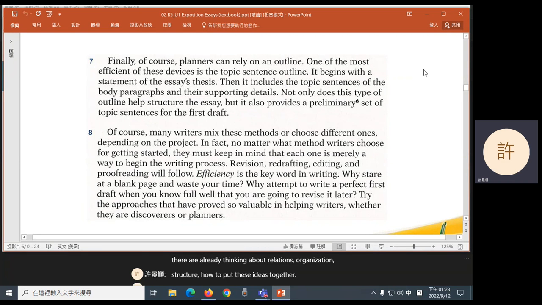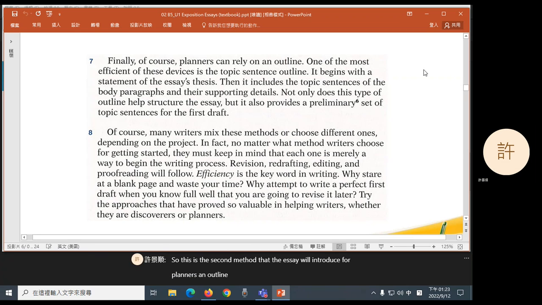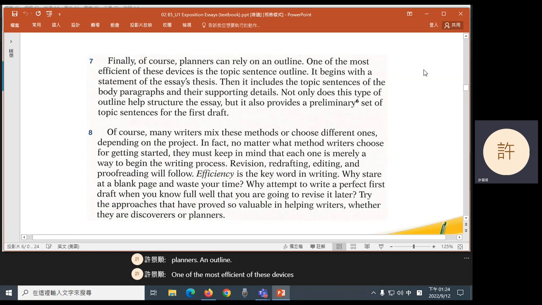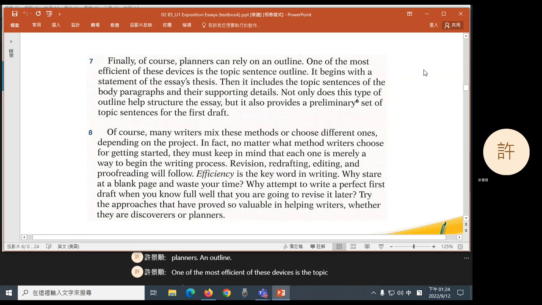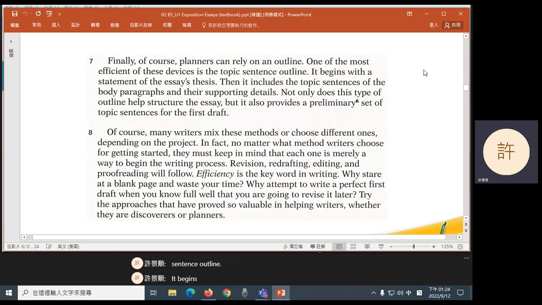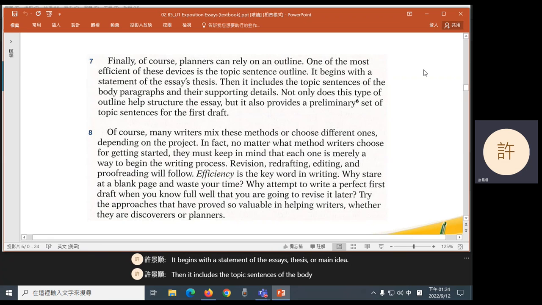Finally, of course, planners can rely on an outline. So this is the second method that the essay will introduce for planners, an outline. One of the most efficient of these devices is the topic sentence outline. It begins with a statement of the essay's thesis or main idea. Then it includes the topic sentences of the body paragraphs and their supporting details.